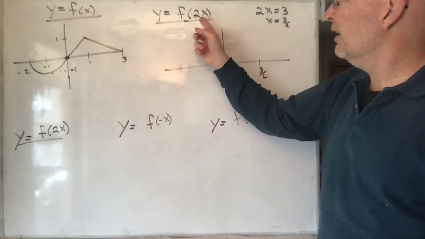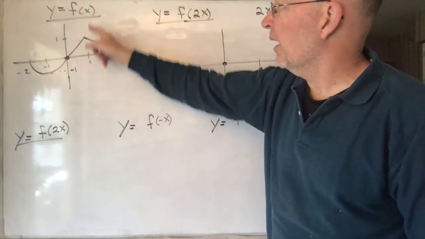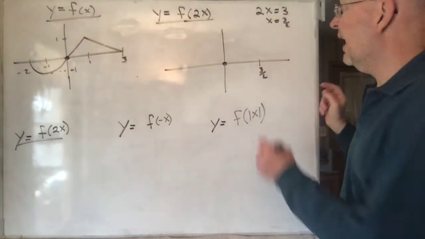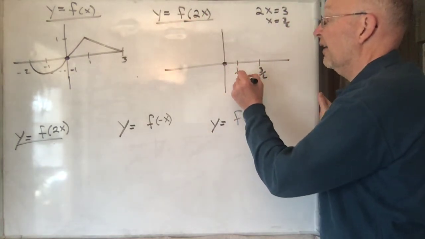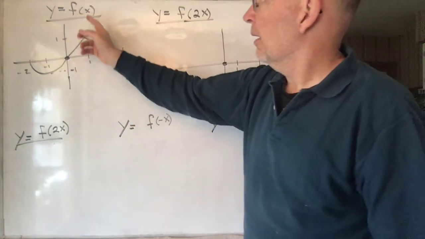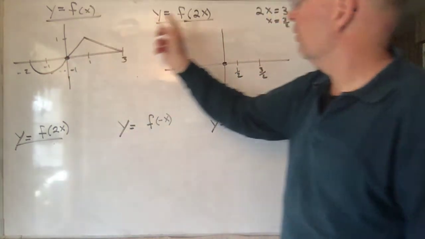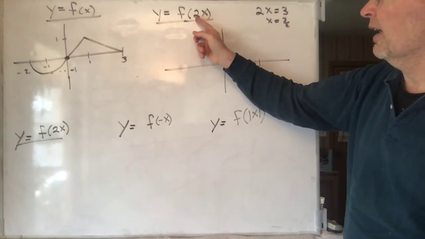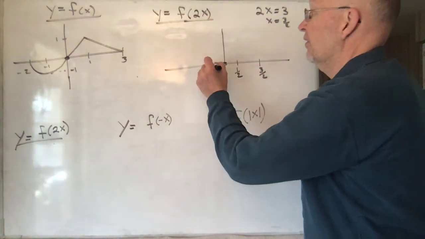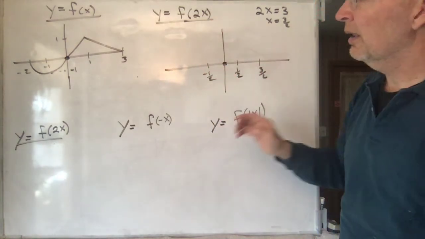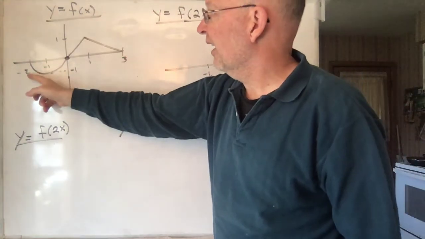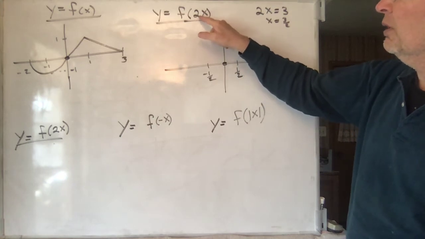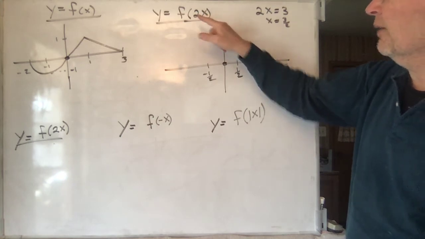What do I have to put in here so that F will see a 1? When F sees a 1, it's at the top of the peak. I would have to put a 1/2 in here. So this is 1/2. When F sees a -1, it does this. What do I have to put in here so that F will see a -1? I'd have to put in a -1/2. -1/2 times 2 is a -1. And finally, when F sees a -2, it comes to an end. What do I have to put in here so that F will see a -2? I'd have to put in a -1.